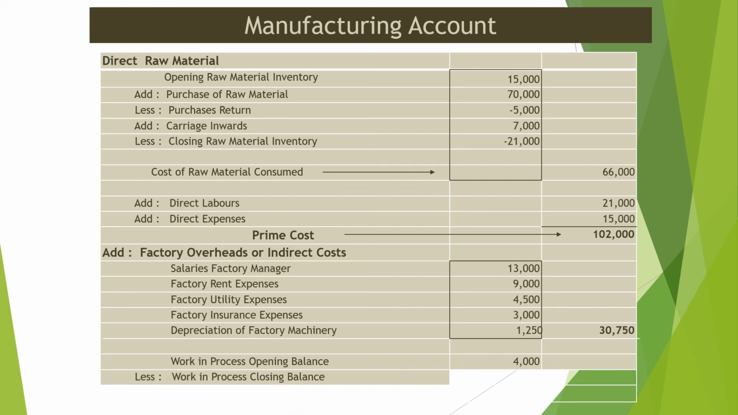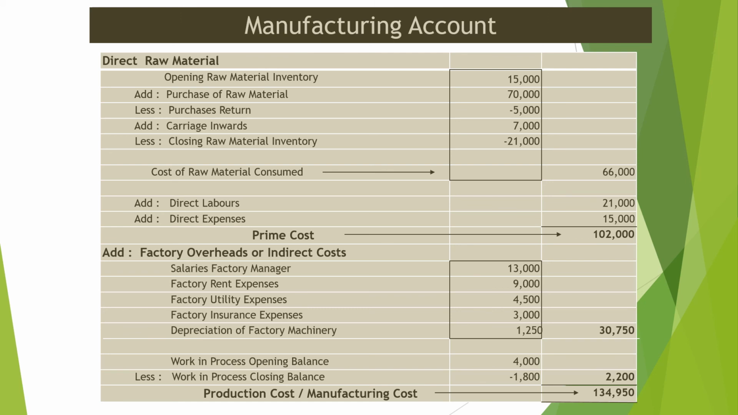Here in our case, the opening inventory was 4,000 and the closing is 1,800. That means 2,200 has already been consumed, so it will be added, and finally we reach the production cost, or we can call it the manufacturing cost, which is 134,950.